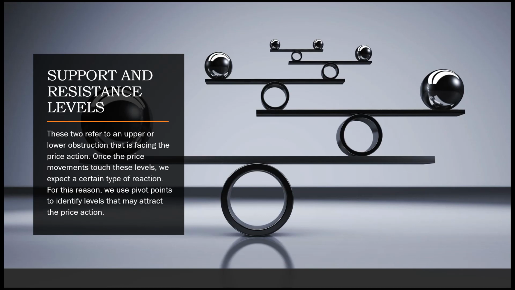These two refer to the upper and the lower obstructions that is facing the current price action. Like I say, imagine prices on an elevator and the ceiling is above your head, the floor is below your feet. If the elevator is moving up, you have to break through that ceiling. Okay, what floor is that ceiling you're going to break through? If you're going down, the floor is supporting you, but if you're going down, you have to break through the floor.